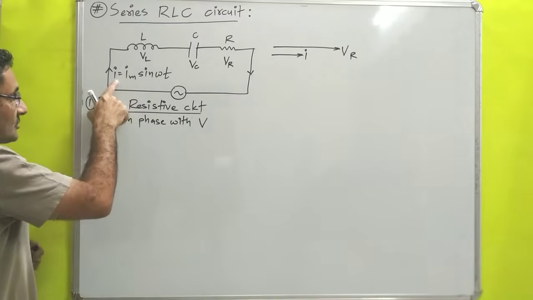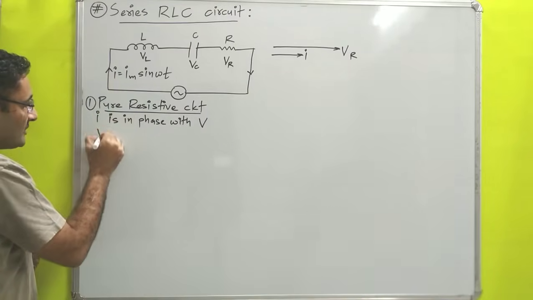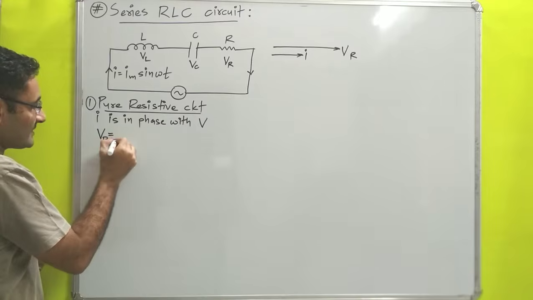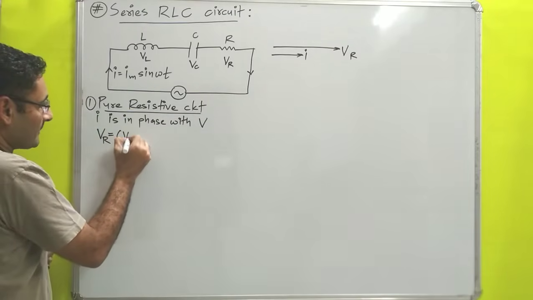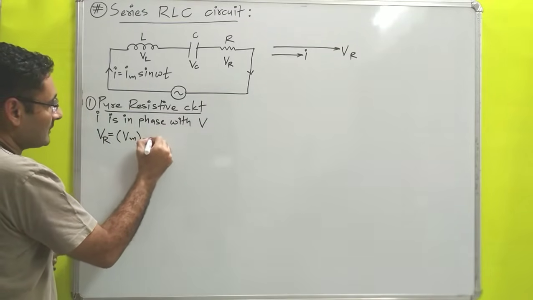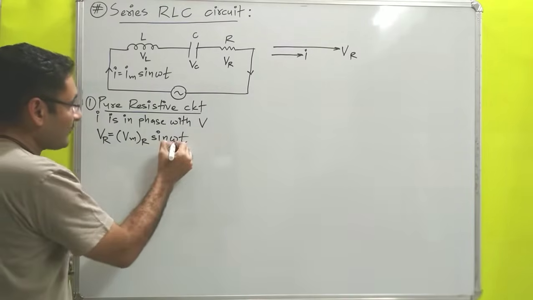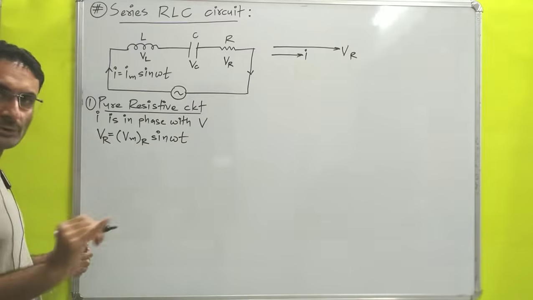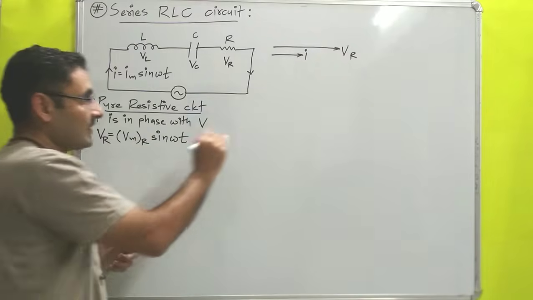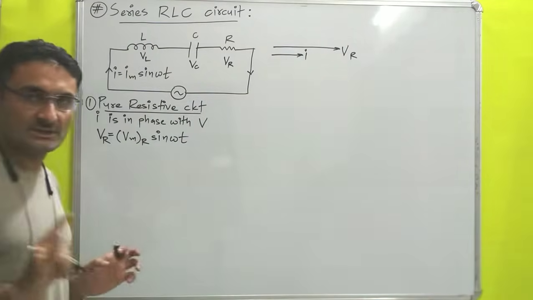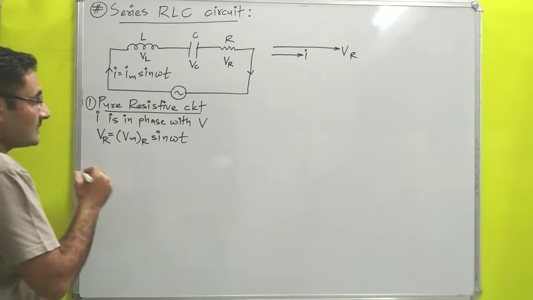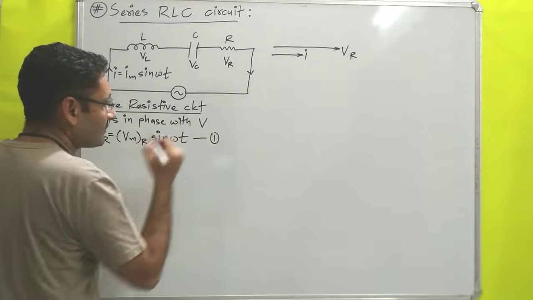Okay, now if you want to find the equation for potential when only the resistor is used, the equation of current is this, so the potential equation will be, for the resistor, Vm of R sine omega t. Over here the phase of current and potential are the same, because both are in phase with each other. Suppose that will be our equation number 1.